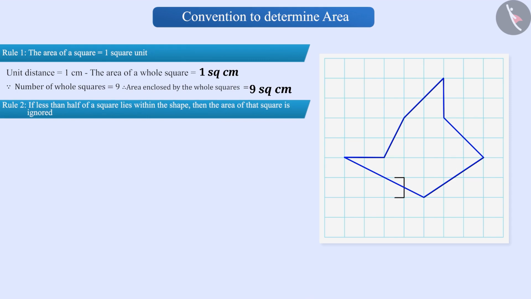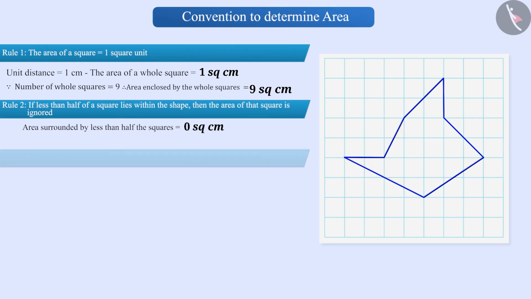Rule 2. If less than half of a square lies within the shape, then the area of that square is ignored. As we see here, only less than half of each highlighted square lies within the shape. So we will ignore this area. In this way, the area covered by less than half squares is equal to 0 square centimeter.